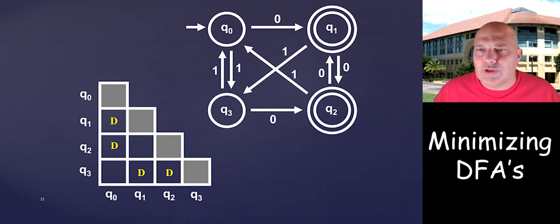Q1 and Q2 on 0 both of them stay in Q1 and Q2, and on 1, both of them go to Q0 and Q3, which so far we didn't determine as distinguishable. So now we're going to move to the other pair, Q0 and Q3. On zeros, both of them reach Q1 and Q2, which so far we didn't determine to be distinguishable. And on 1, they stay put at Q0 and Q3. They switch roles. And again, we didn't discover that these are distinguishable so far.